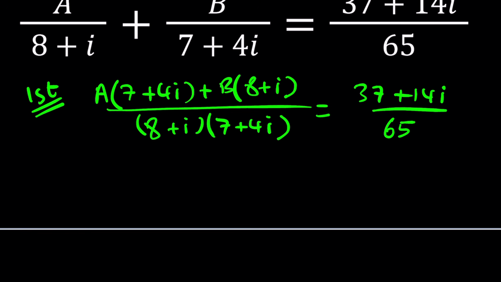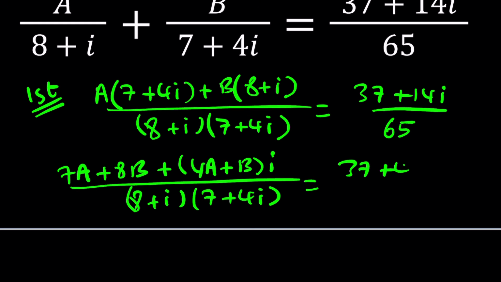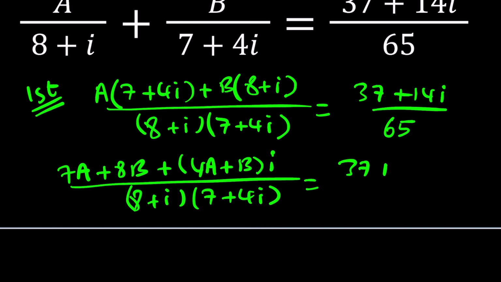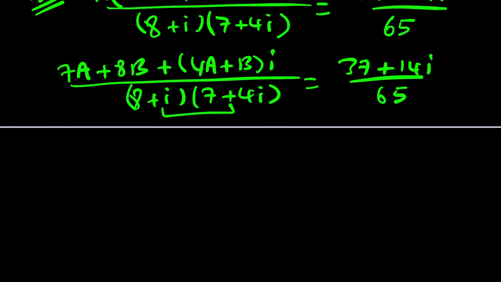Now we're going to distribute, and that'll give us the real part as 7a plus 8b, and then the imaginary part is going to be 4a plus b, the coefficient of i, over the same thing. Should I distribute or not distribute, right? That's the question. In this case, I think distribution would work well because you have to simplify this at the end. We're going to distribute this because we're multiplying three complex numbers. You can't do all three at the same time, can you? So let's go ahead and distribute.